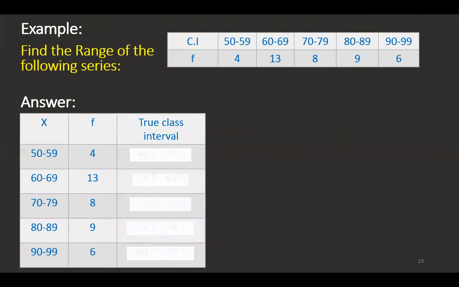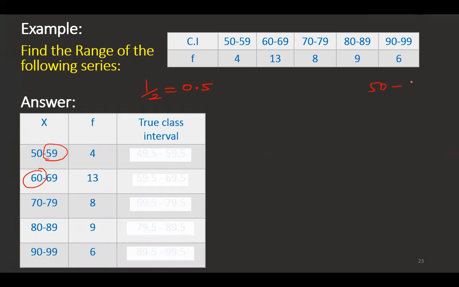Now when an inclusive class interval is given, how am I going about it? Check here, 59 is here, and 60 is here. This is the upper boundary of the first class. This is the lower boundary of the next class. I have to see what is the difference between these, then split it into two parts. 59 and 60 have 1 as the difference. I'm dividing it by 2. I'll get 0.5. I'm going to subtract it from the lower limit.